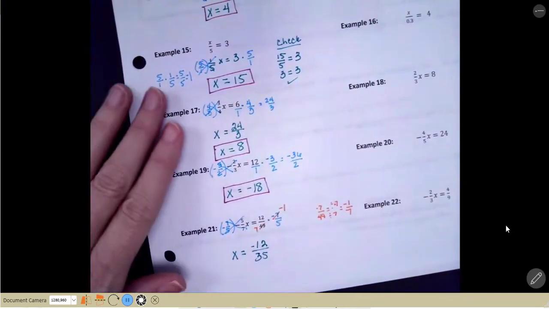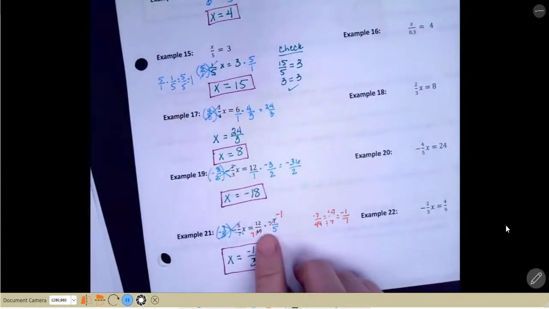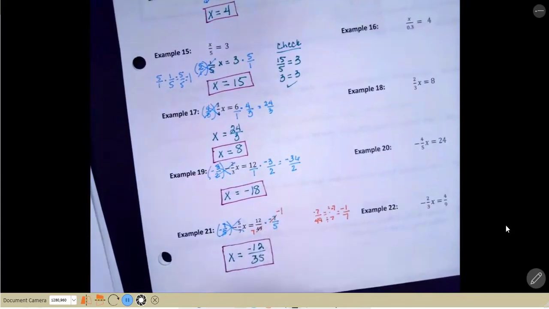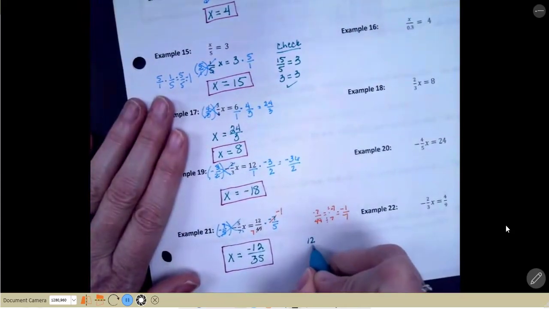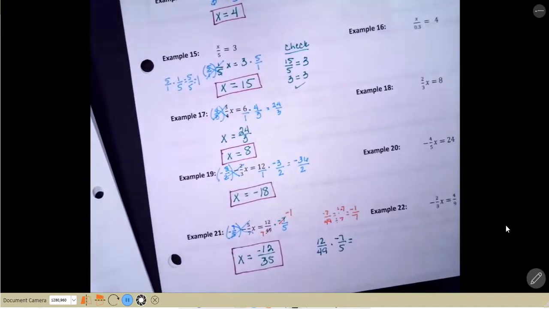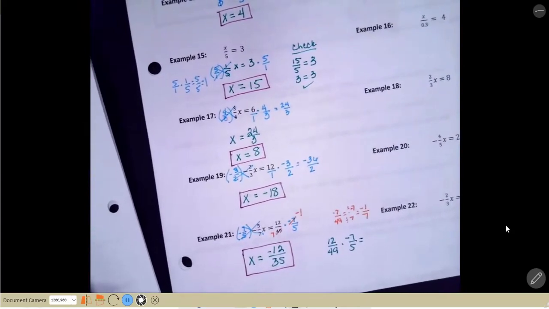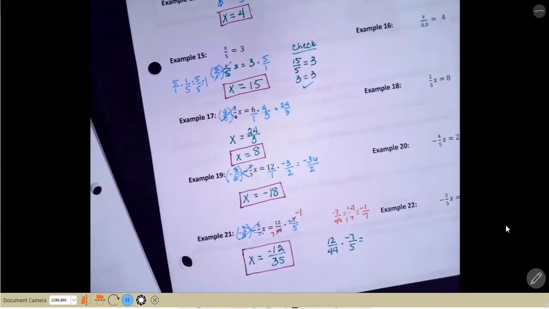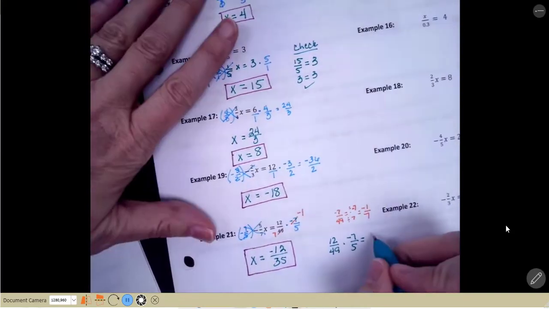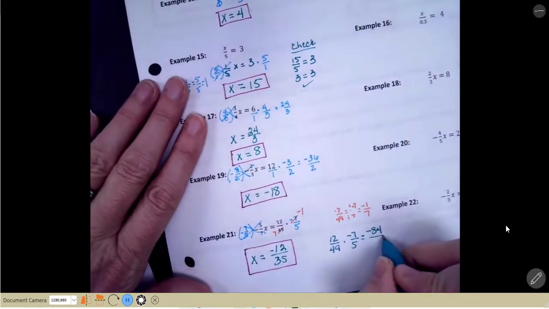Okay. Now, for those of you who are not used to cross simplifying, I'm going to show you what it would be like to multiply 12 over 49 times negative 7 over 5. I'm going to do that over here. So I'm going to use my calculator. You're going to get some very large numbers. And so that's why it's good to learn how to cross simplify. So 12 times negative 7 is negative 84. And 49 times 5 is 245.